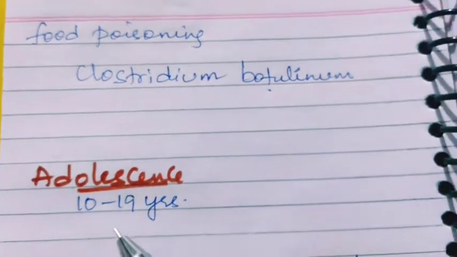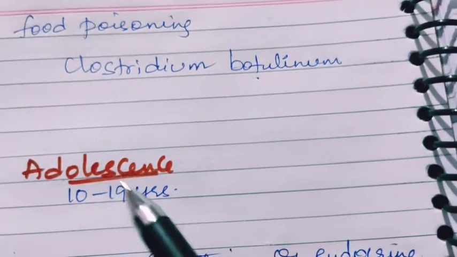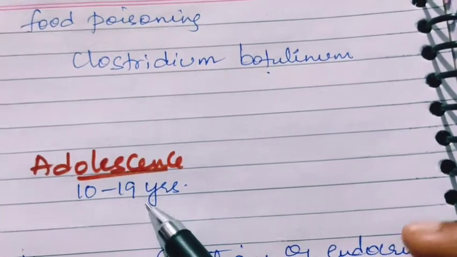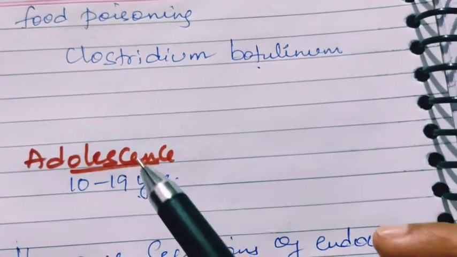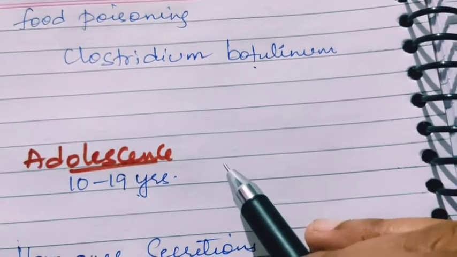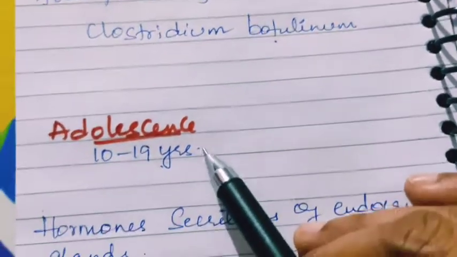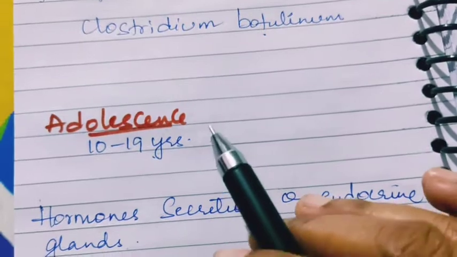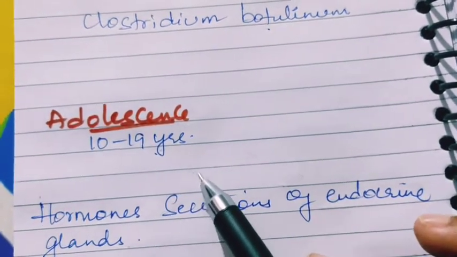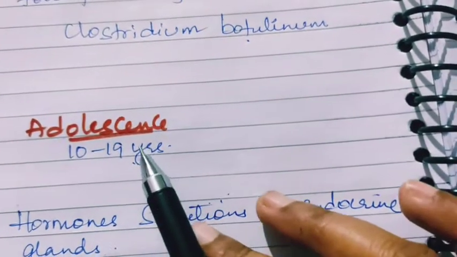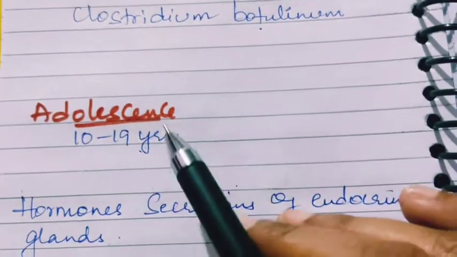Next topic, the age of adolescence. Adolescence is the age from 10 to 19 years. It is the age between childhood and adulthood. It is also known as the reproductive phase of our life. There are many changes taking place in this age, physically, biologically and mentally also. There are a lot of changes occurring in children at this age.